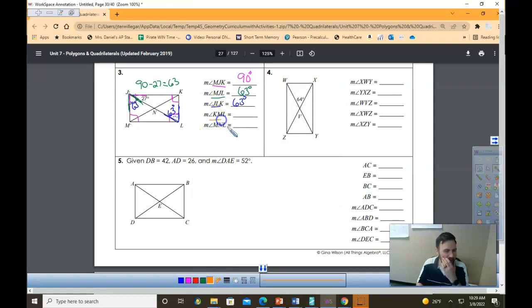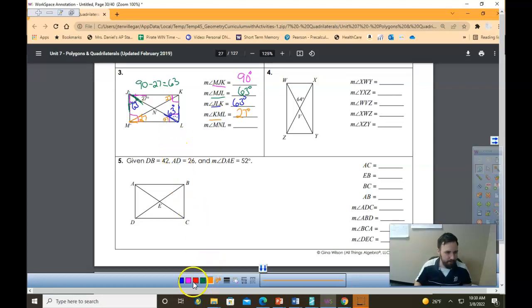Alright, so let's do KML. Let's find that one. Uh-oh, that's going to be a little bit trickier, but not really, because all these angles are congruent, because it's a rectangle. So do you see how you have a 27 and 63? Well, then that's going to be 27. And this one's going to be 27. And this one's 27. Because it's a rectangle, they're congruent.